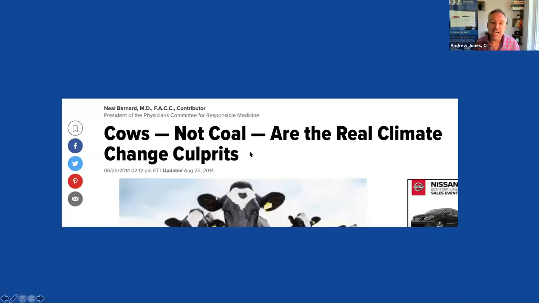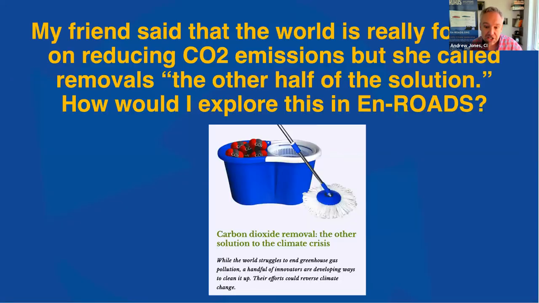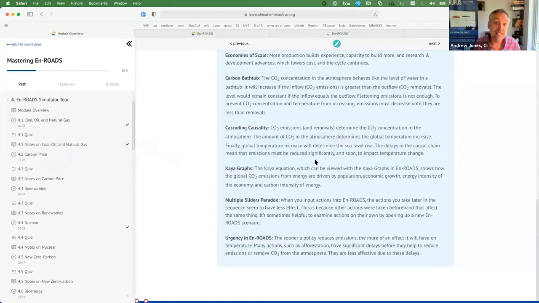There's a headline, cows, not coal, are the real climate change culprits. And these are some of the things that might motivate a really legitimate question, which is what is the contribution? Ellie, you and I were in Madrid at the UN negotiations, and you get off the subway at the UN, and there are these folks who say the fastest way to stop 80% of global warming. And these folks are at every negotiation, 80%. So those are exaggerations, but still the question remains, how to address that in En-ROADS.